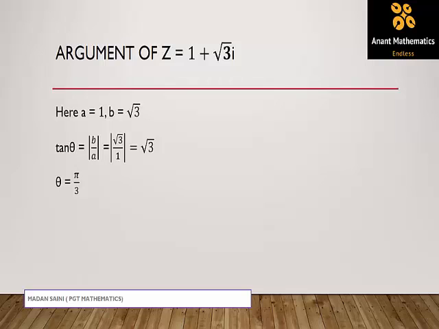Now you need to check in which quadrant the complex number lies. Here the value of a and b both are positive, therefore the complex number lies in the first quadrant. So the argument of z will be pi by 3 only.